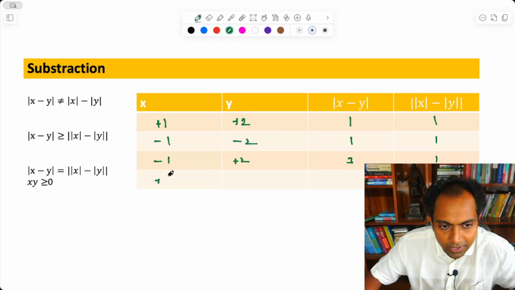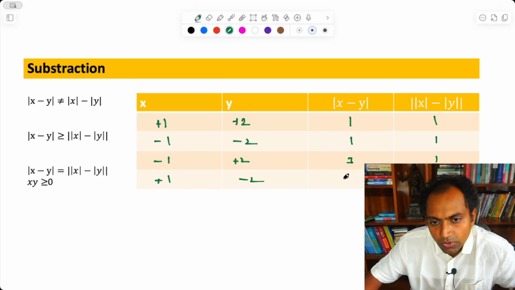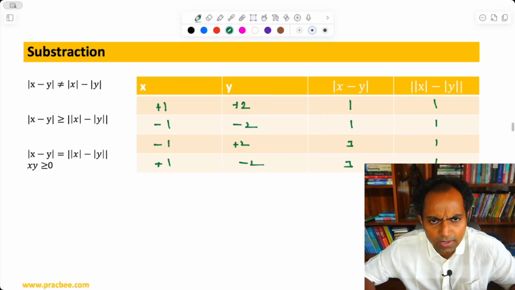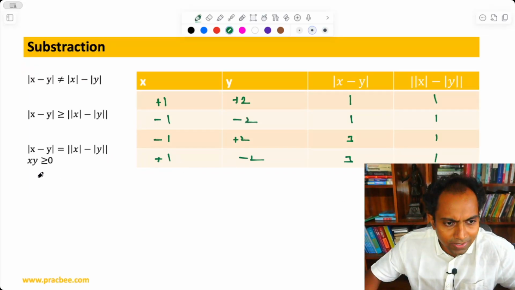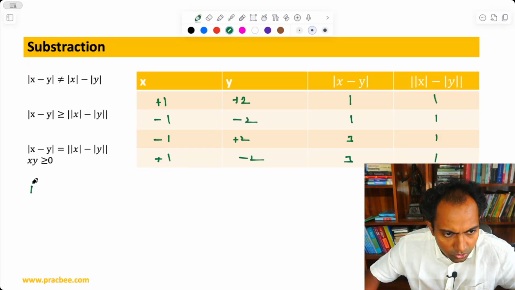And if I write here plus 1 and then minus 2, this will again become 3 and this will remain 1. So this is a very important idea that you need to understand. Now again, as we did in the last class, we can condense this into 3 very important results.